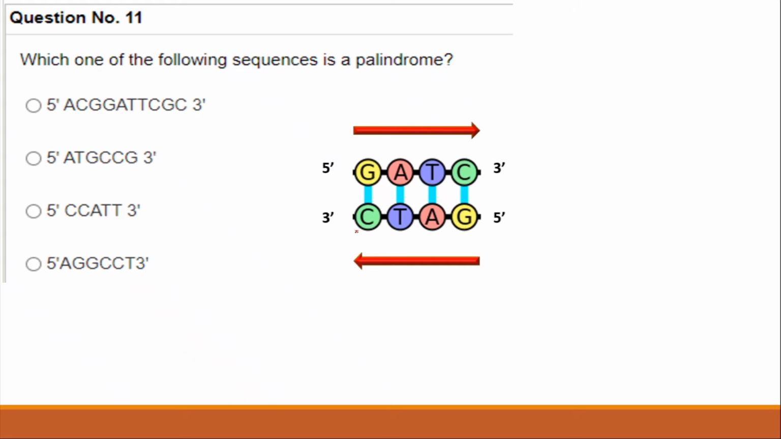It means if I read it in the 5' to 3' direction, or in the complementary strand in the 5' to 3' direction, they are the same. Hence, palindromic sequences are also called a reverse complement. Now, these palindromic sequences play an important role in molecular biology.